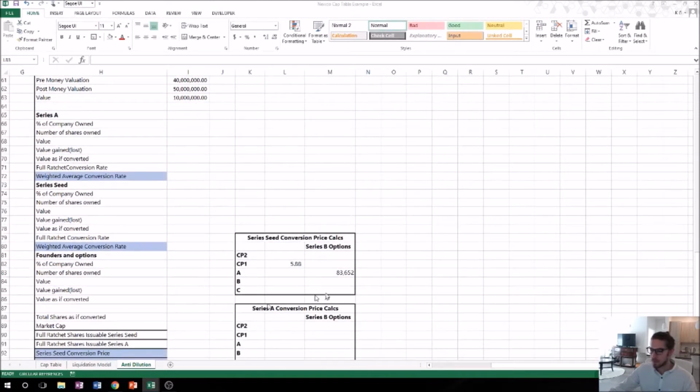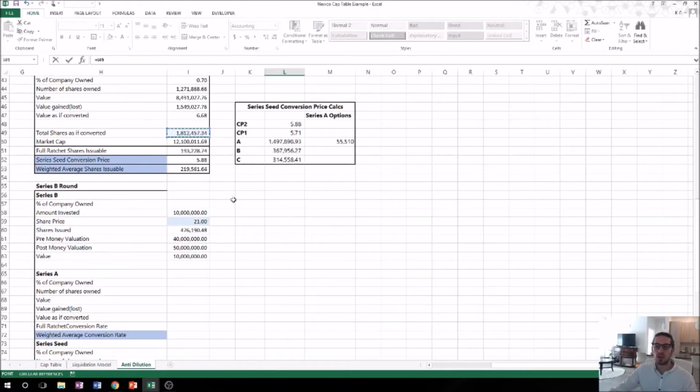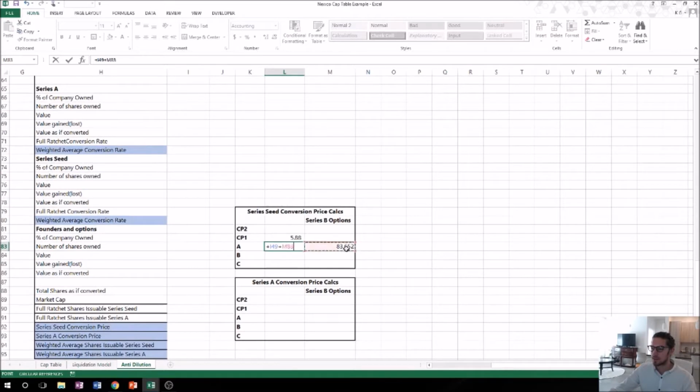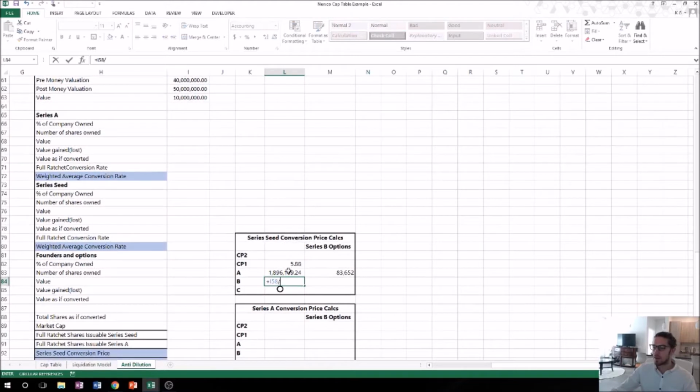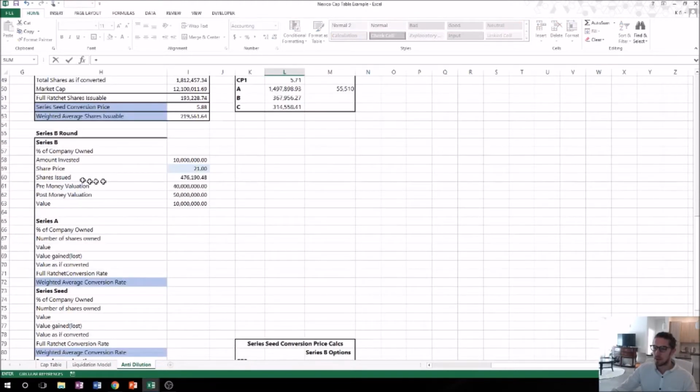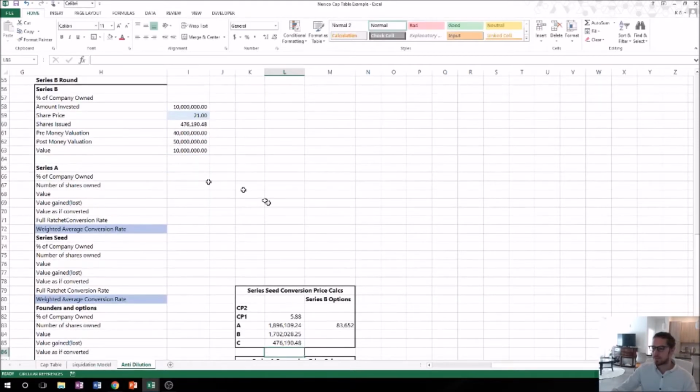A is the total shares as if converted from the previous round, plus the Series B options. B is the amount invested divided by CP1. And then C is the shares issued in this round.